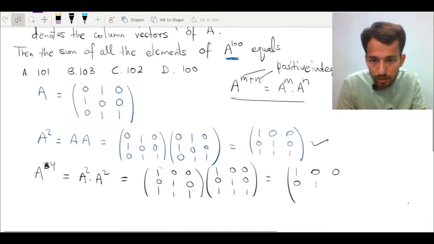Now second row, second column, here it is 1. Second row, third column, 0. Third row, first column, it will be 2. Third row, second column, it is going to be 2. Third row, third column, it is going to be 1.